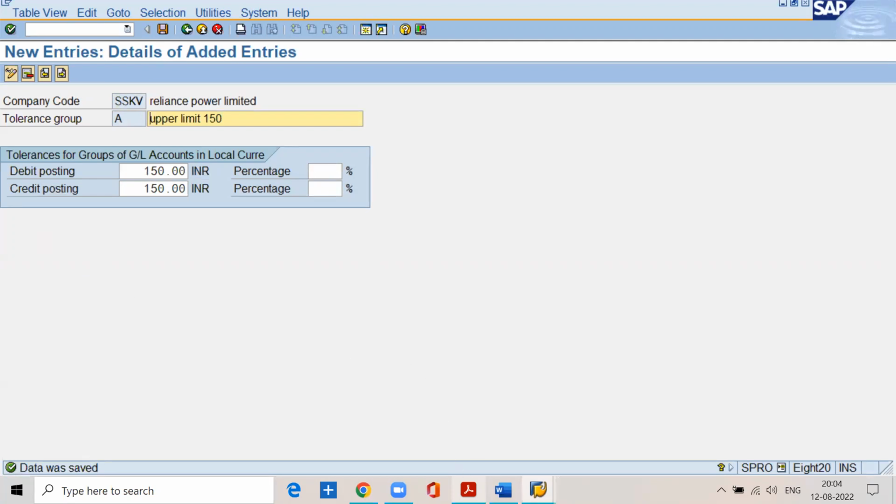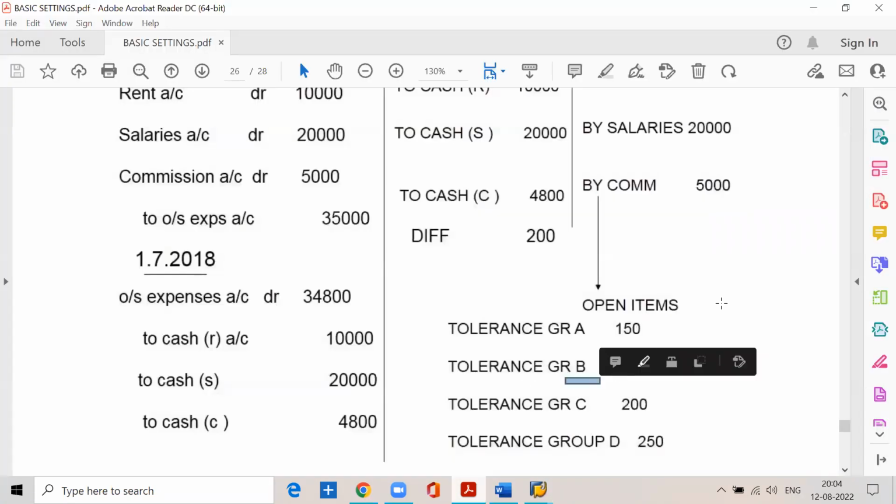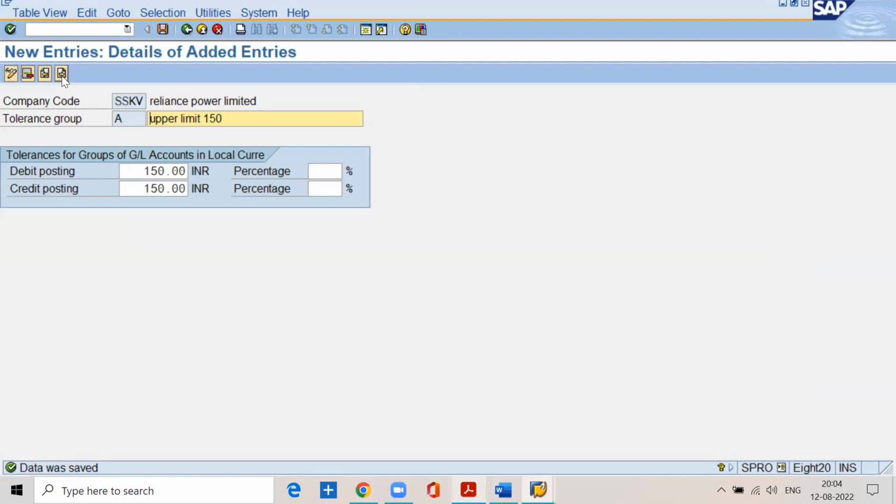Then again, I want to define tolerance group B. Click on the next entry button. This is called the next entry button. Company code SSKV, tolerance group B. Then upper limit 100. Debit posting 100, credit posting 100. Click on save. Then again, I want to define C. Click on the next entry button. Like that, you can go on defining any number of tolerance groups.